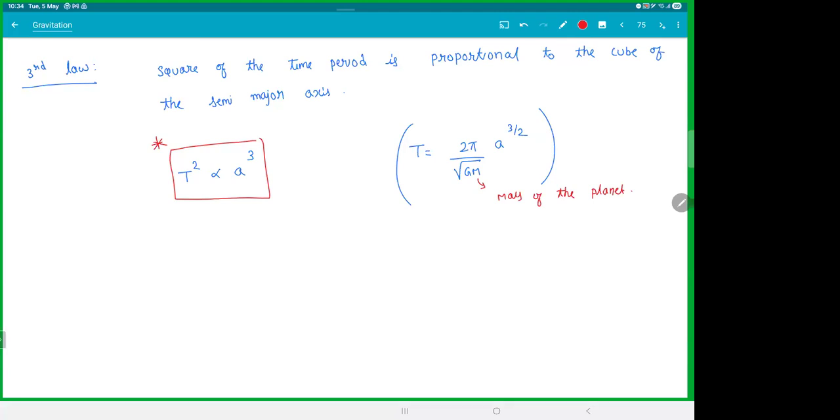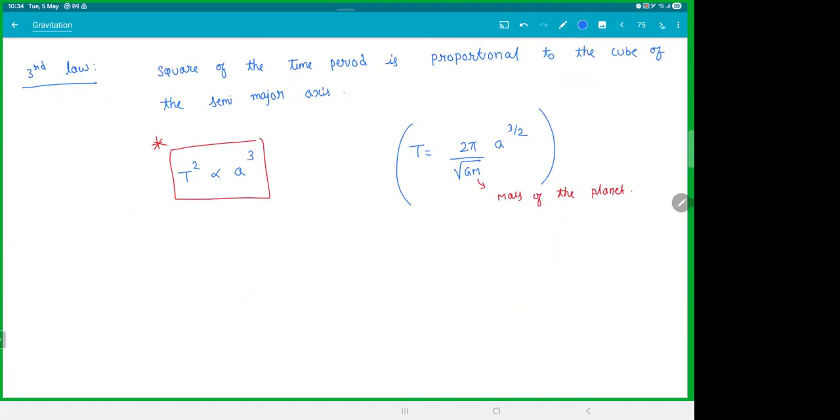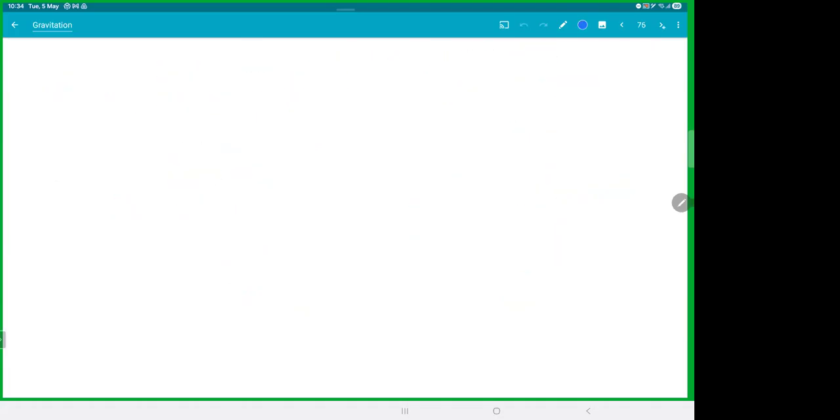I'll give you two homework questions. Give them a try and come, so next class when we meet, we will discuss them. There are 3, 4 questions. The first thing: assume Earth is going in a circular orbit.